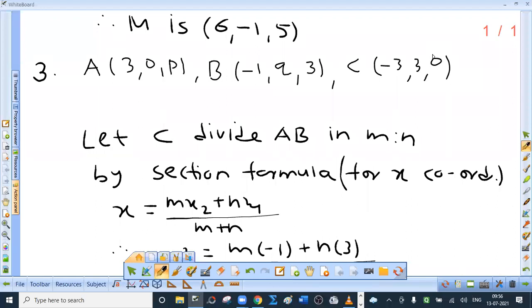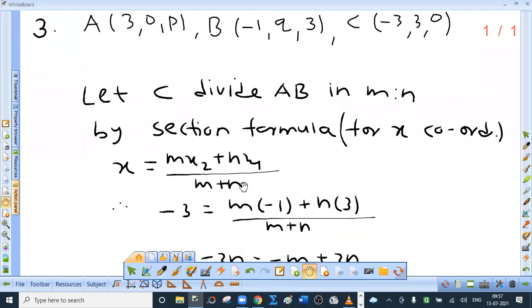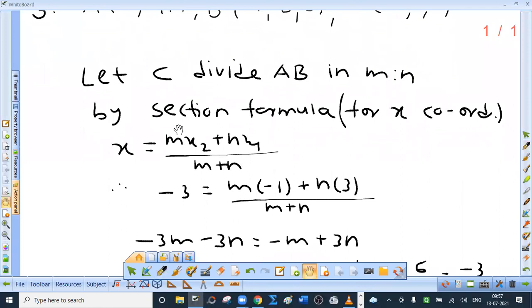Sum number 3, if the points A, B, C are collinear, then find the ratio in which the point C divides segment AB and find the values of P and Q. So these are the points. Let point C divide segment AB in the ratio M is to N. You will notice that x coordinates of all the 3 points are given, right? So I will say applying section formula on x coordinate. So x is mx2 plus nx1 upon m plus n.